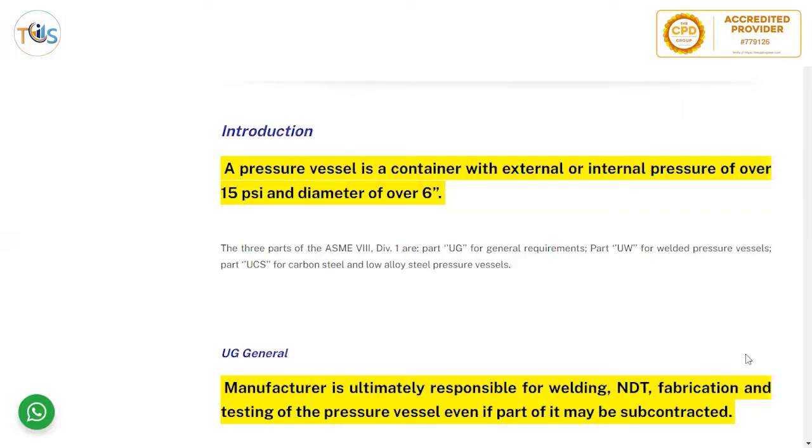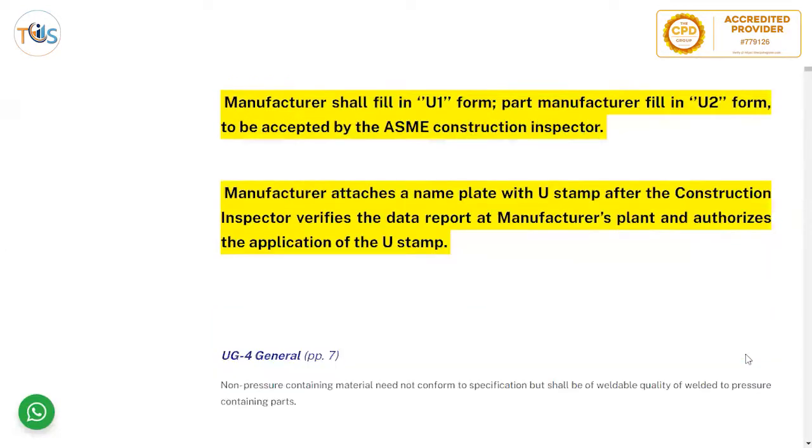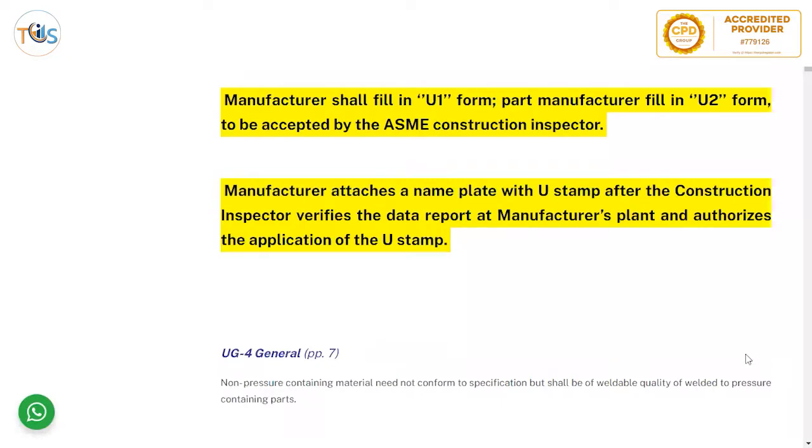UG General. The manufacturer is ultimately responsible for welding, NDT, fabrication and testing of the pressure vessel, even if part of it may be subcontracted. Manufacturer shall fill in the U1 form, and the parts manufacturer fills in the U2 form, to be accepted by the ASME construction inspector. The manufacturer attaches a nameplate with the U stamp after the construction inspector verifies the data report at the manufacturer's plant and authorizes the application of the U stamp.